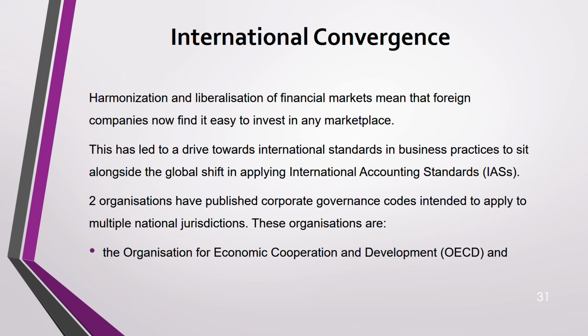These two organizations, I think you know them. One is the OECD, the other one is ICGN. OECD is the Organization for Economic Cooperation and Development, and ICGN is the International Corporate Governance Network. These are the two organizations, and we have to know those two things, by the way.